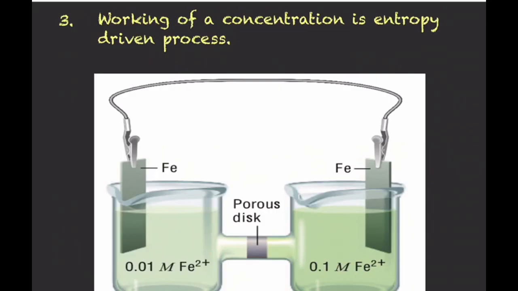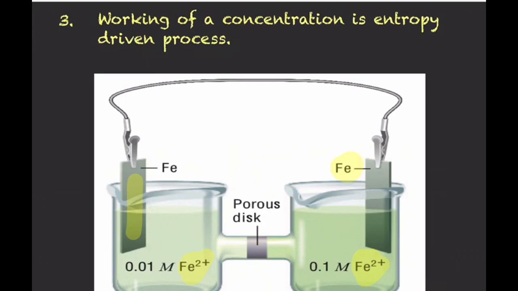So let us discuss the third point. Working of a concentration cell is an entropy driven process. This is an example of a concentration cell where the anode is made up of iron metal and Fe2+ ion, and the cathode is made up of iron metal and Fe2+ ion. So we know that for a concentration cell, E naught cell is equal to 0.